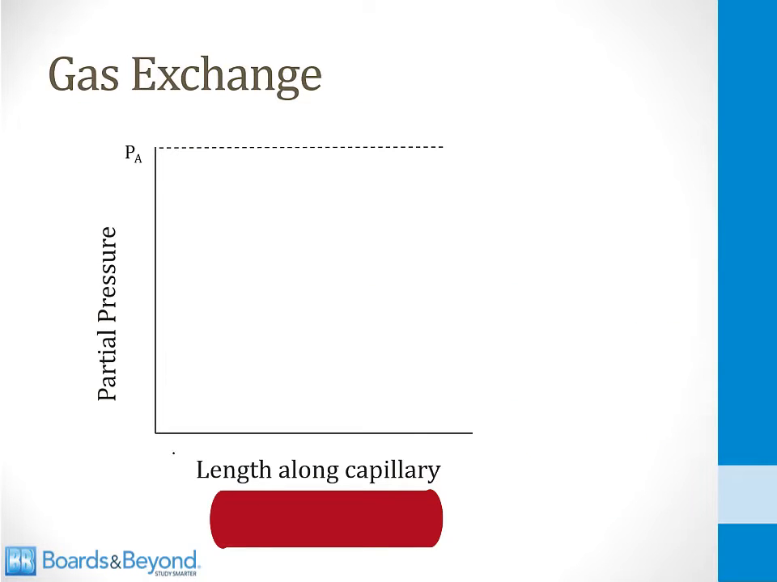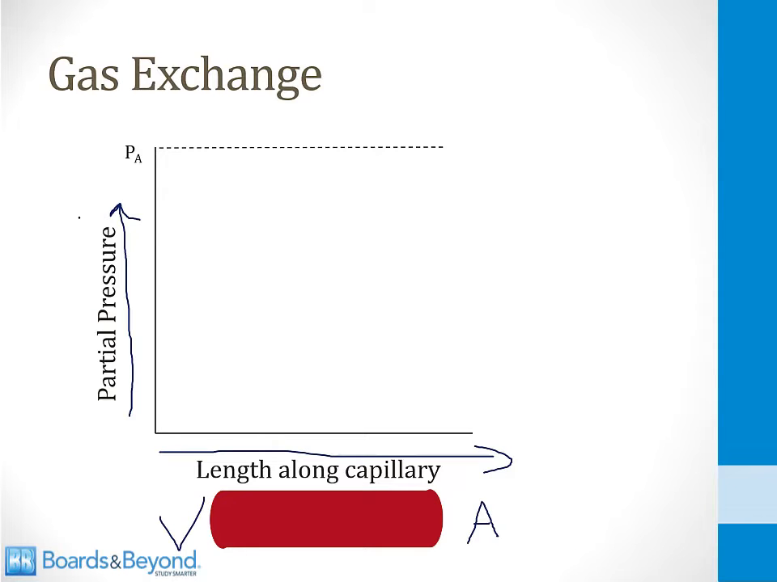To understand this better, let's look at this graph I've drawn on the screen here. Along the x-axis is the length along the pulmonary capillary as blood moves from the venous side of pulmonary capillaries over to the arterial side, where blood is exiting the pulmonary capillaries, heading into the left atrium and the arteries. Along the y-axis, I've shown the partial pressure of gas, basically the concentration of gas in blood.